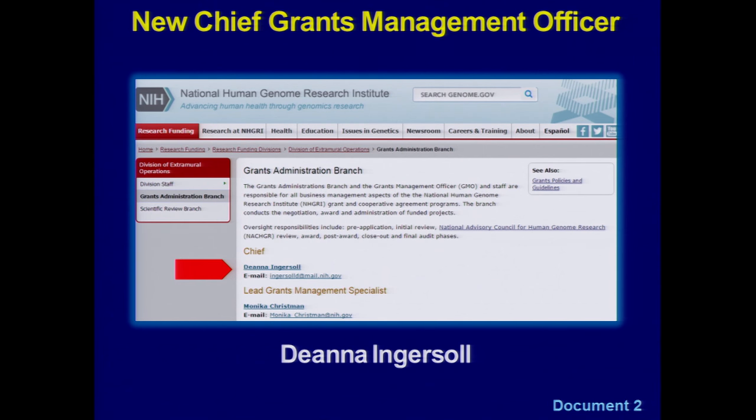Meanwhile, I would like to personally thank Monica Christman of NHGRI and Annie Mirbeck of the National Institute on Deafness and Other Communication Disorders, who each served stints as acting Chief Grants Management Officer while we worked to fill the position that Deanna now has.